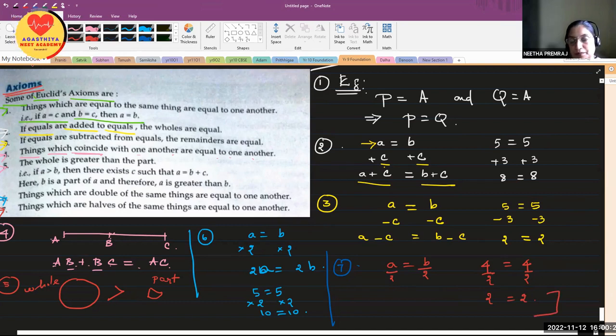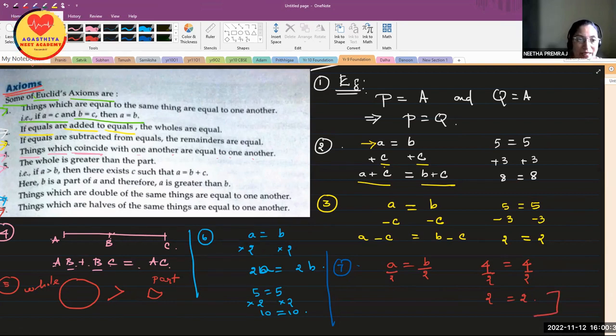Make a note of it. With an example, write one axiom and the corresponding example. That way you make a note of it. Okay.